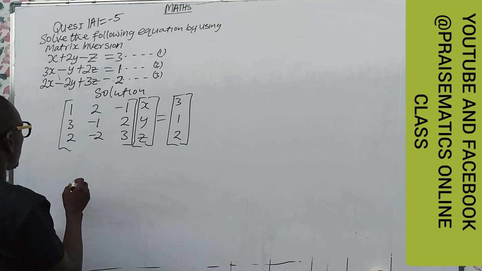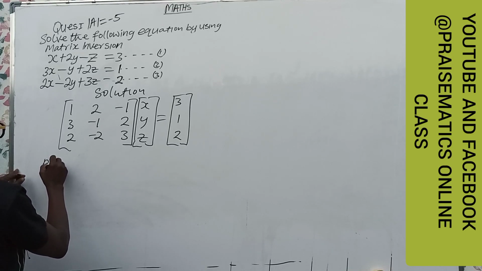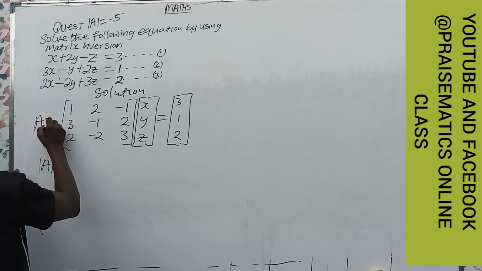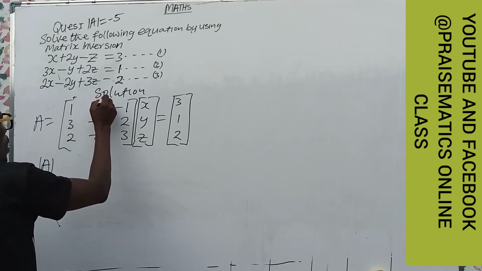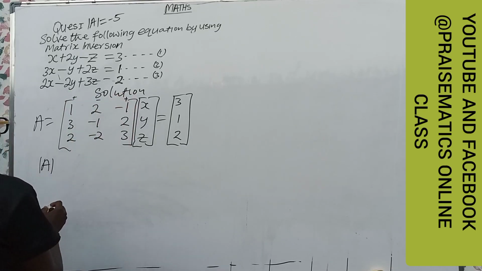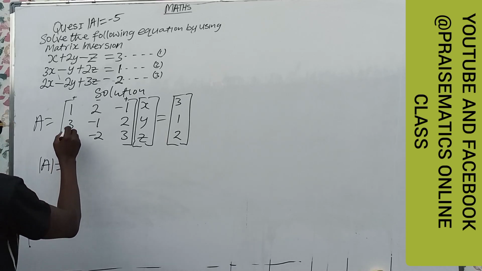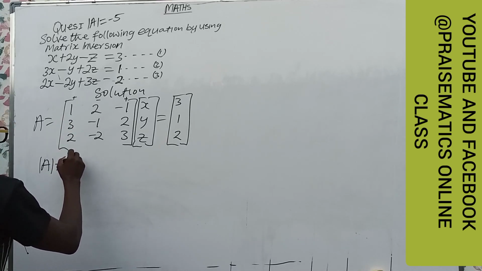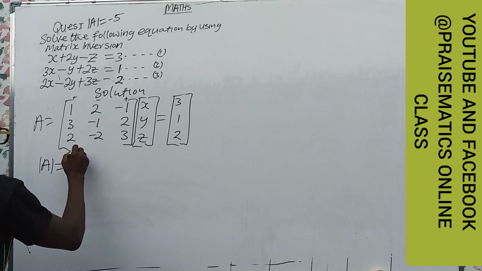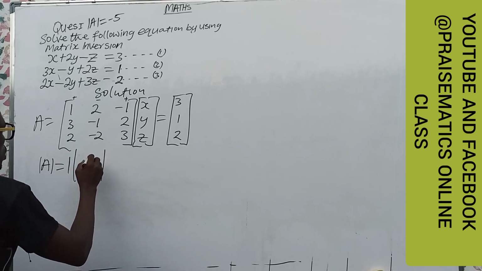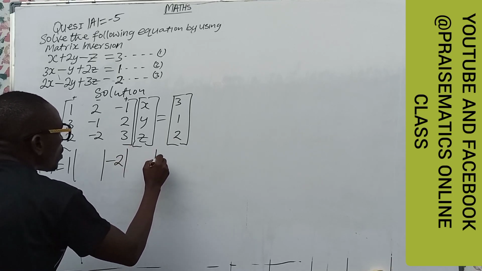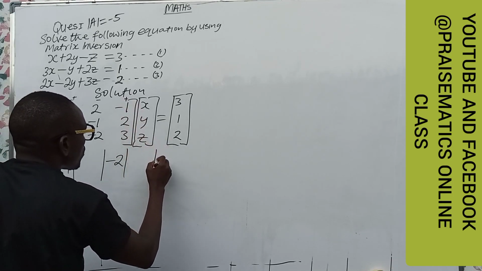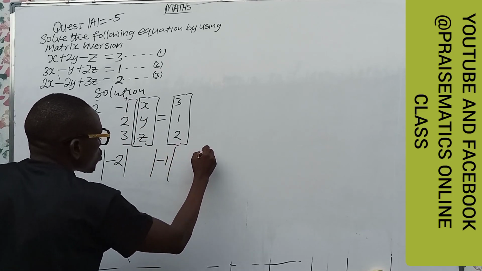So what do we look for? We look for the determinant of the matrix. Assign it as A equal to this. And remember that the first one is plus, the second one minus, the third one plus. So what do we do now? We have to reduce this into 2 by 2 matrices, which is 1 into, then minus 2 into, where minus times plus will give you minus, then 1 into.